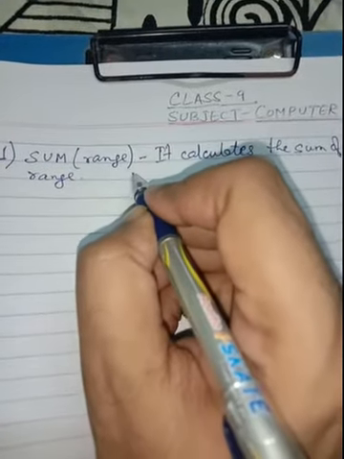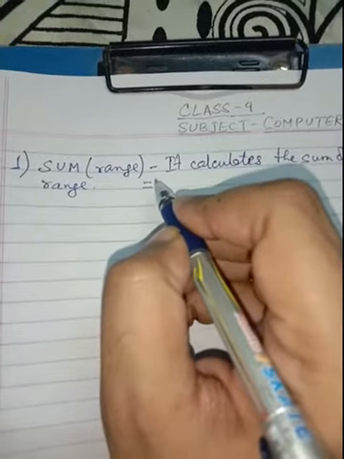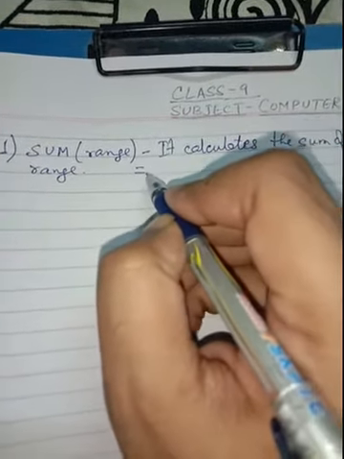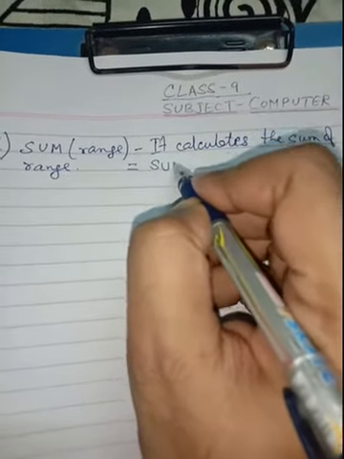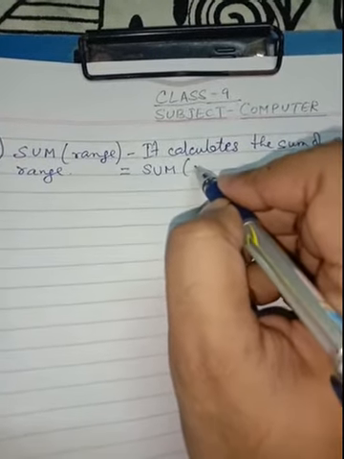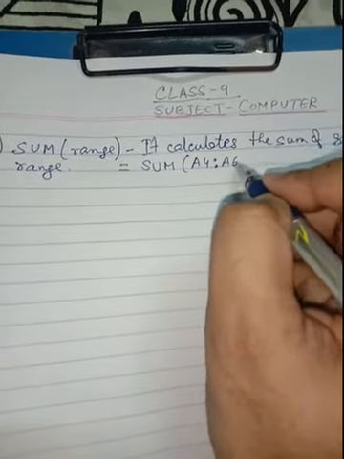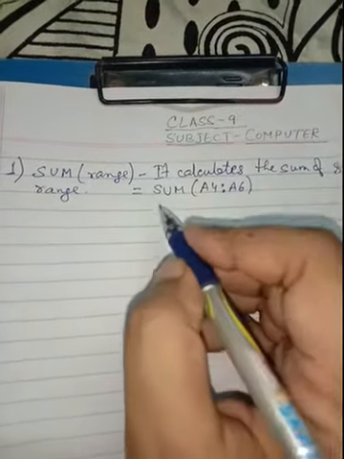Like suppose I have written equal to sign. Remember, whenever we are using any function or formula, it always begins with equal sign. So first of all we must write the equal sign, then sum, and then the range from where we have to start. Suppose A4 to A6 over here. So this is the sum.